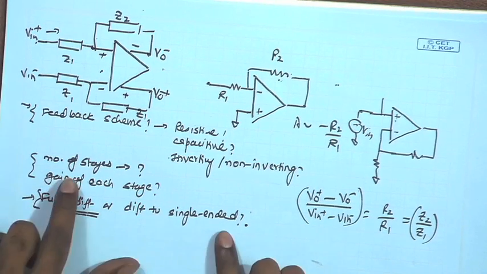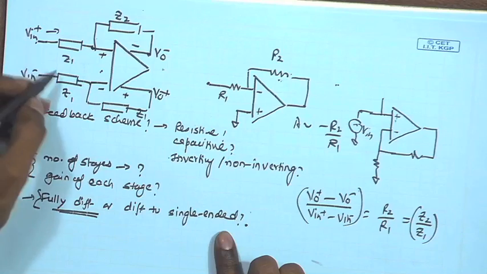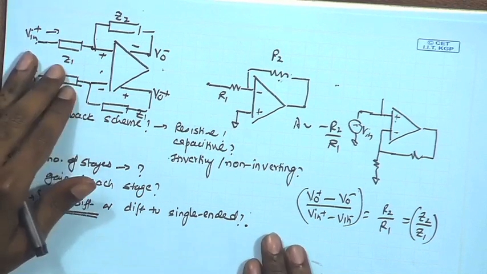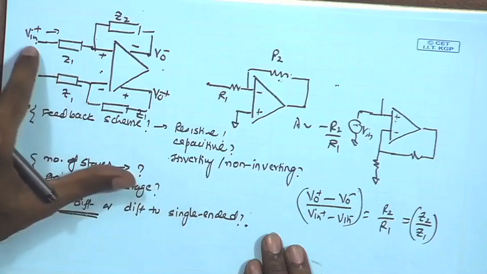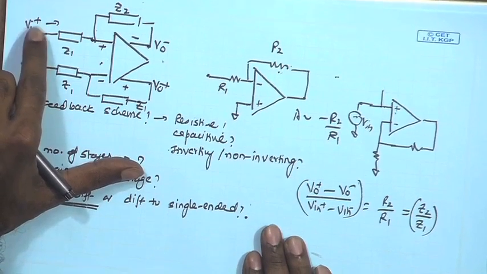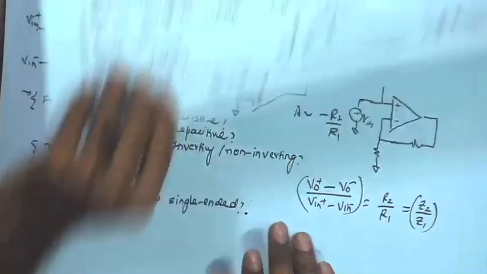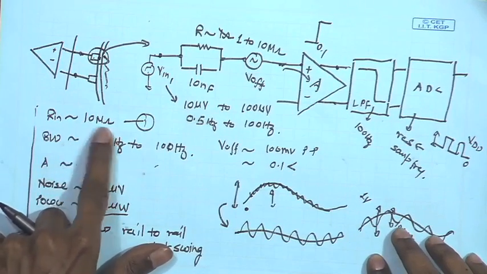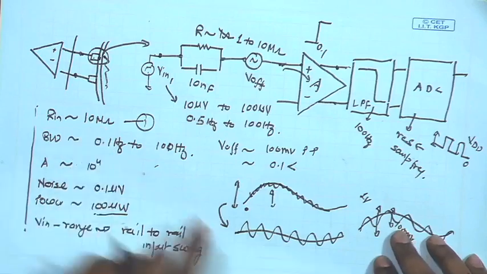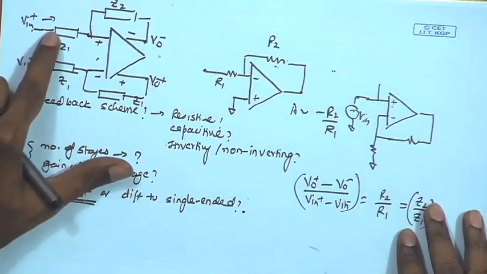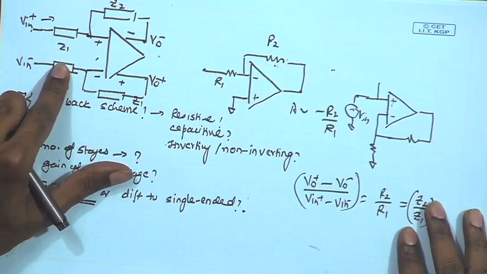Now let us look at the other question: how do we implement this Z2 and Z1? So there comes the requirement of the impedance value. What we have seen is the input impedance required is very large. Based on whatever we derived in the first sessions, we require an input impedance of more than 10 mega ohm. And in this differential amplifier topology, we know what the input impedance is.